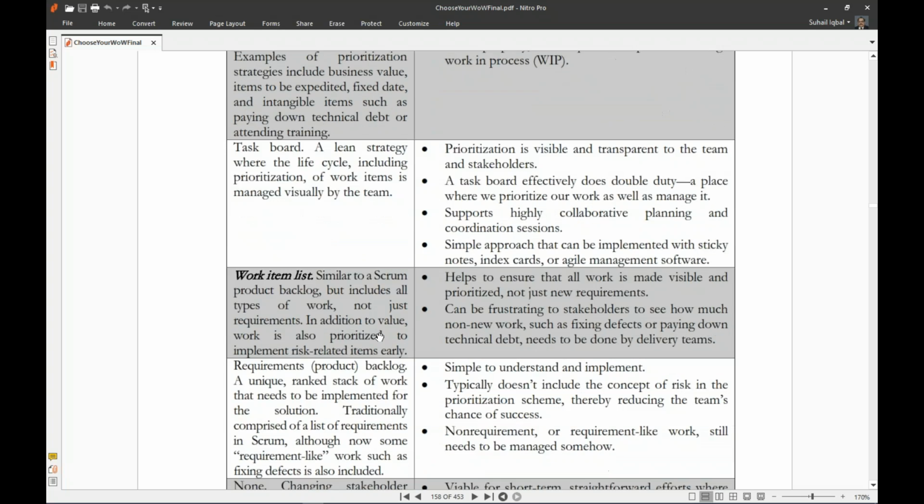Task boards are a lean strategy where the life cycle, including the prioritization of work items, is managed usually by the team. Prioritization is visible and transparent to the team and stakeholders. A task board effectively does double duty, and supports highly collaborative planning and coordination sessions.